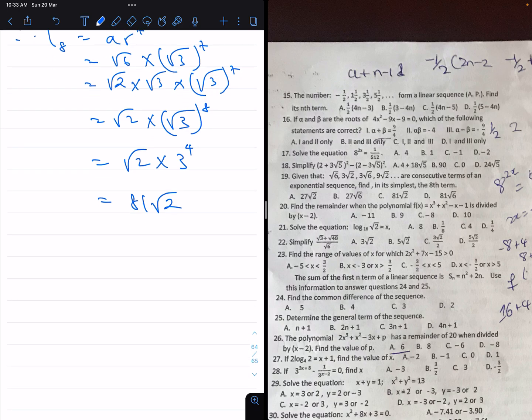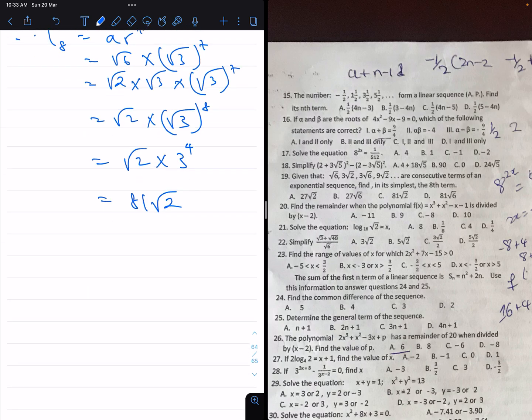So what's the correct option? What question was that? 19. 81 root 2, and that's C. Did you get that? I guess no. Okay, C.